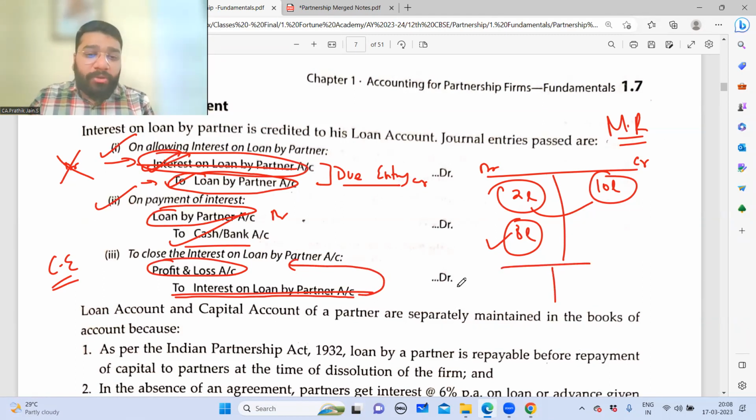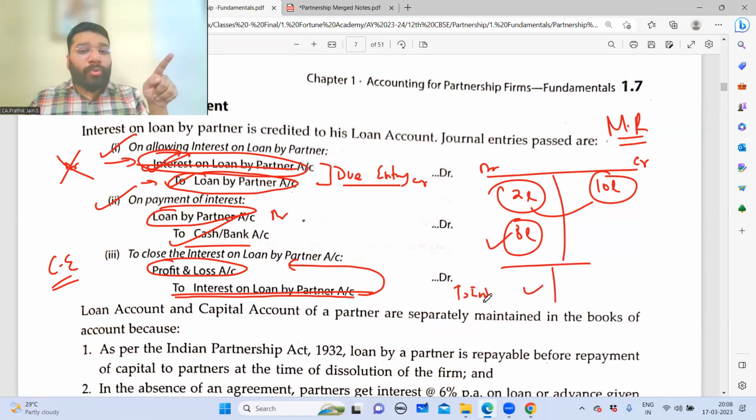That's why in P&L account, interest will come on debit side. Have you ever imagined how interest is coming? When you pass a due entry, interest is in debit.